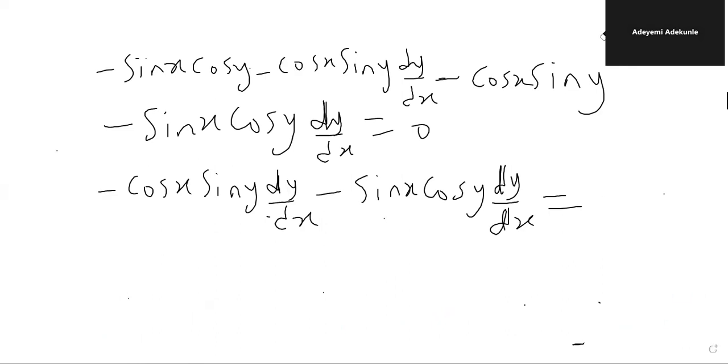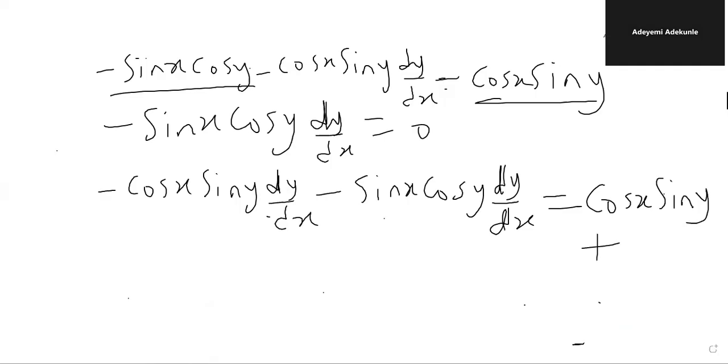Equals to, let's take the ones without dy/dx to the other side. This one has no dy/dx. This one also has no dy/dx. So let's take it to the other side. Coming to the other side, it will change to plus instead of minus. So that will be cos x sine y plus, this one also will come, right? That will be plus, this particular one will come to the other side. That's plus sine x cos y.